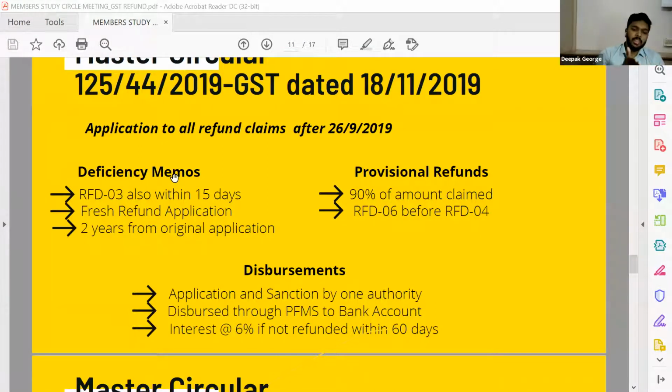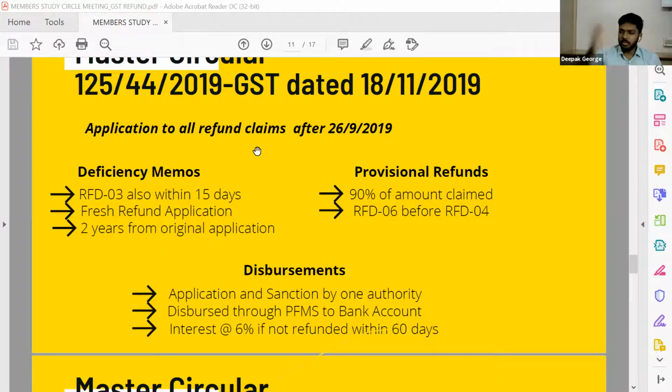RFD 03 should be within 15 days. See, either you get an RFD 02, that is an acknowledgement. Nowadays, you get an acknowledgement and then an RFD 03. But in the circular, it's clearly mentioned that when you file a refund application, you will get one PDF as acknowledgement for filing, not with the ARN number. You are supposed to get one more PDF, one more sort of notice or form saying that this refund application is okay, there's no deficiency in this application. Either that or RFD 03, a deficiency memo, within 15 days.